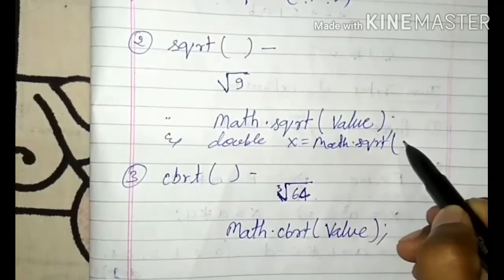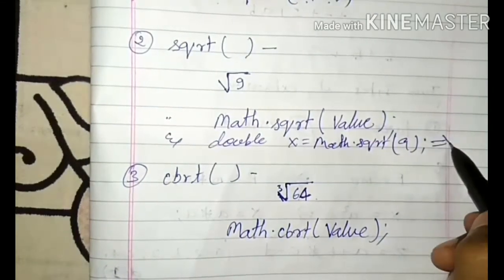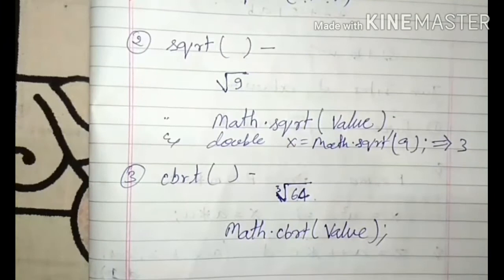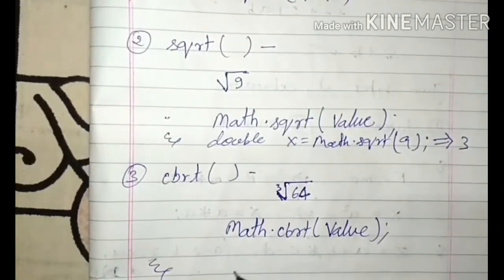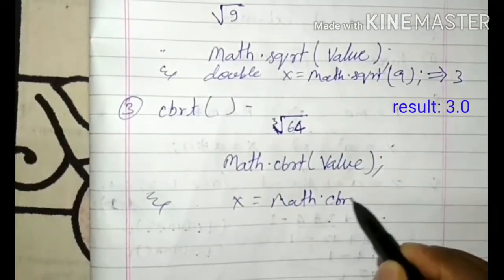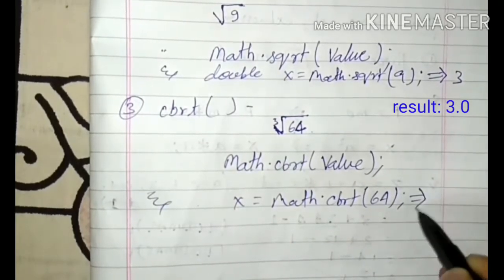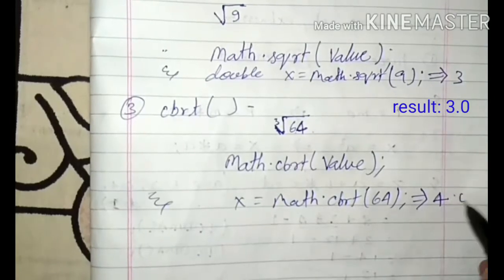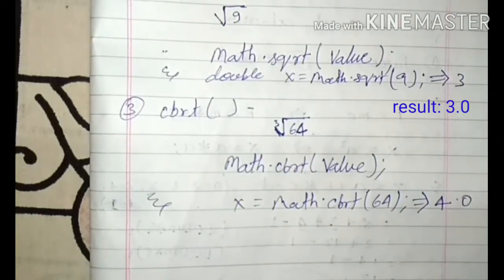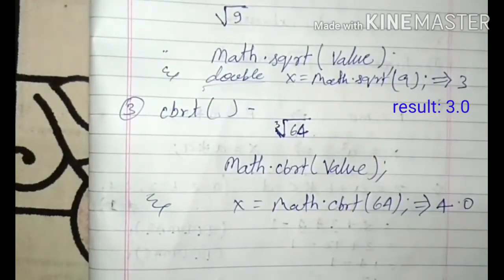Here is the example, suppose I write here double x is equal to Math.sqrt and the value 9. Okay, then the result will be 3. And same thing if I write here x is equal to Math.cbrt(64), then you have the result 4.0. This will return the decimal value, that's why I have written here double. Okay, I think you have got this point.